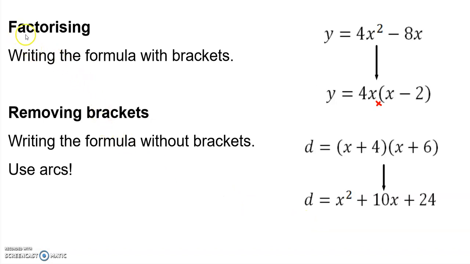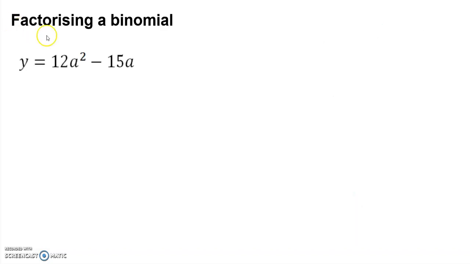So in the next part, I'm going to show you how you can factorize. And in the last part, we're going to take a look at how you remove brackets. But first, factorizing. And really, that's an important skill when you want to solve quadratic equations. So this is a binomial. And we call this a binomial because there are two terms. So we need to write this formula with brackets.